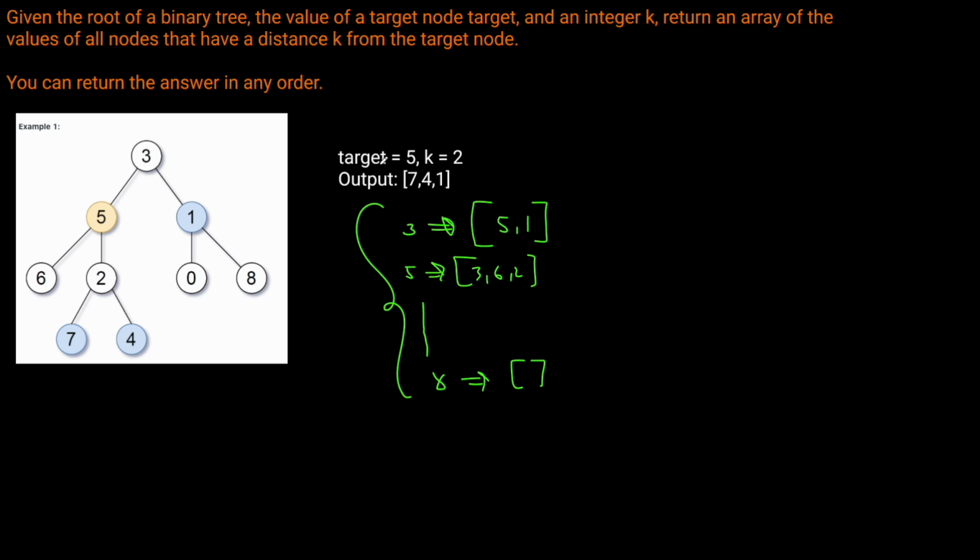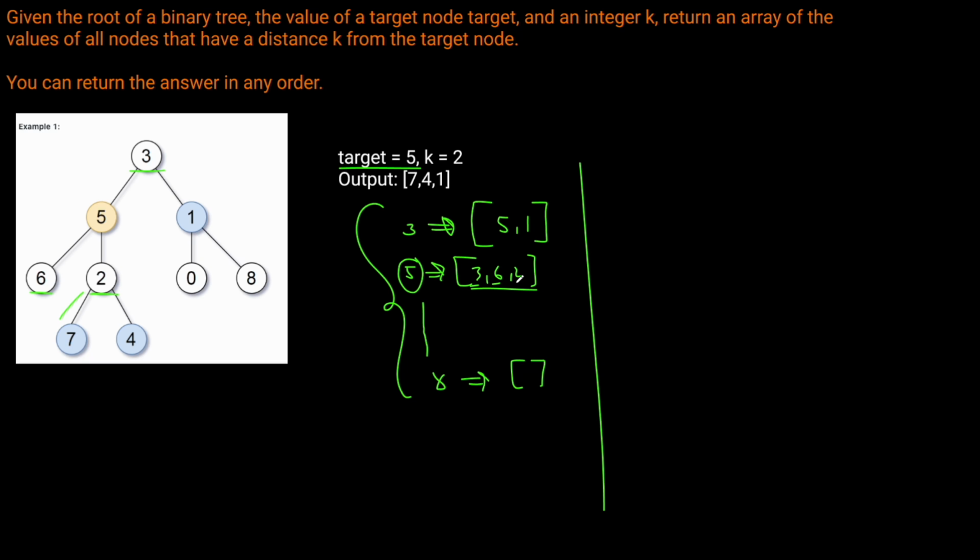And what we can do is look up the target, this 5. So starting from 5, let's explore all the nodes that it can reach. So the 3, the 6, and the 2. And we're going to explore those further until we've explored a total distance of 2, right?